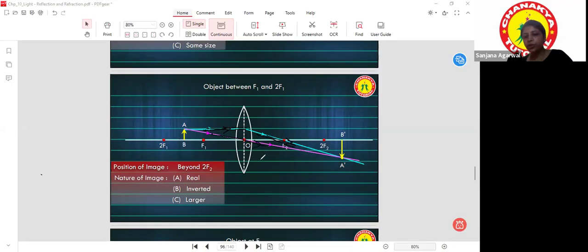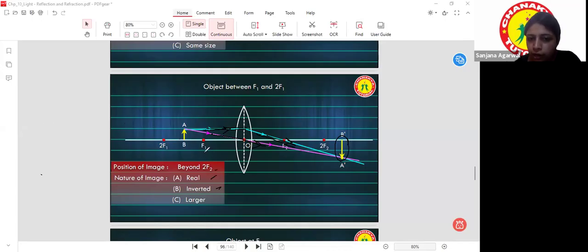Now, did you note that again the size of the image is getting increased step by step? In the previous case, when we kept our object at 2f1, the image obtained was of the same size at 2f2. In the case before that, the image was smaller than the object. This time, after the same size image, we have got a larger image. So the image will be enlarged. The image obtained will be real, inverted, and beyond 2f2.